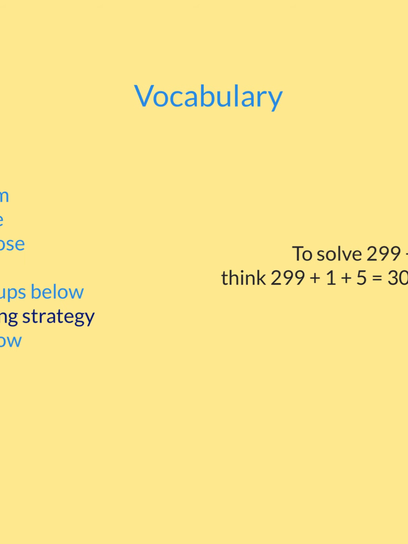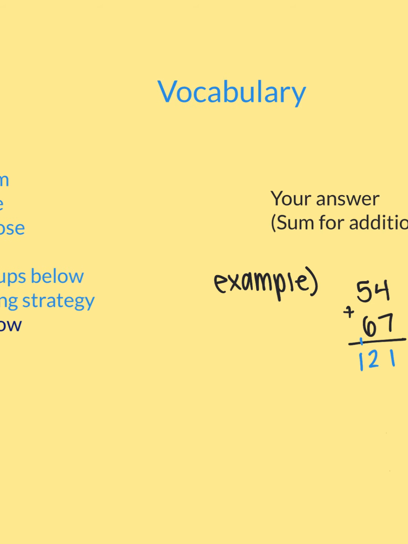Our next vocabulary word is simplifying strategy. And the example we have is 299 plus 6. In this example, you have to think that 6 is 1 plus 5. So realize that 299 plus 1 plus 5. So 299 plus 1 equals 300 plus 5. So 300 plus 5 equals 305. So 299 plus 6 equals 305.